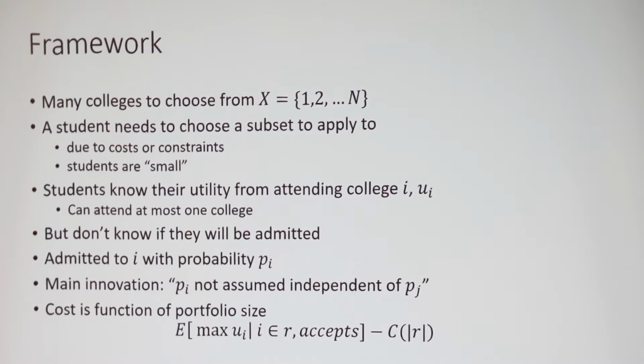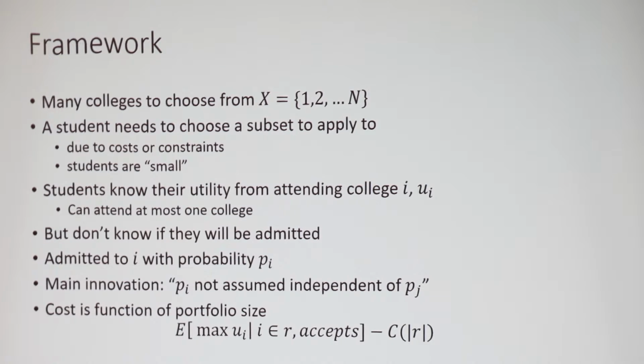So here's the general framework of the paper. We're going to have a finite, or infinite actually, set of schools, alternatives, options. And students are going to have to apply to a subset of these schools. Maybe they're constrained or there are some application costs. They're not going to generally apply to all of them. And students are assumed to be small in the sense that they don't think about how they're changing the equilibrium or how their first choice affects the probability to get into the third choice.